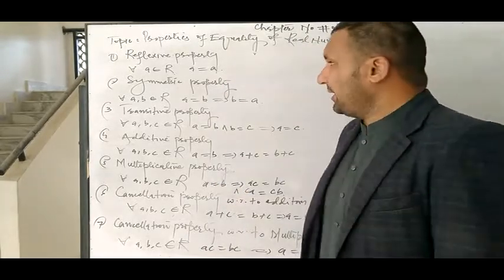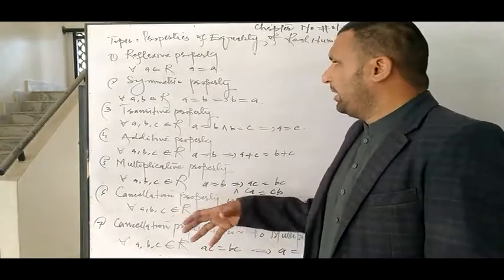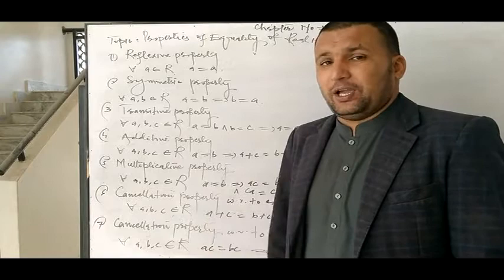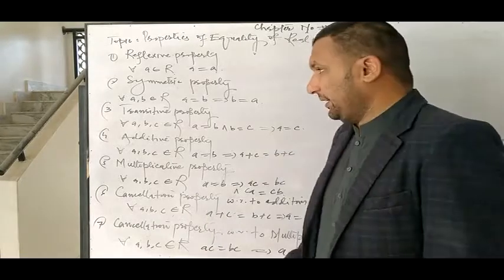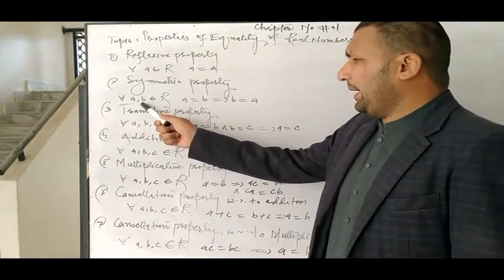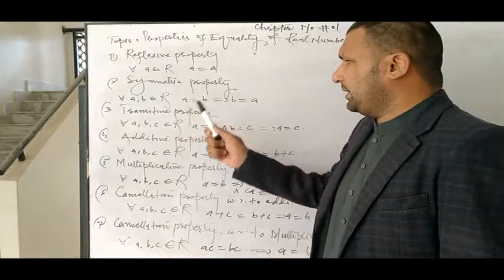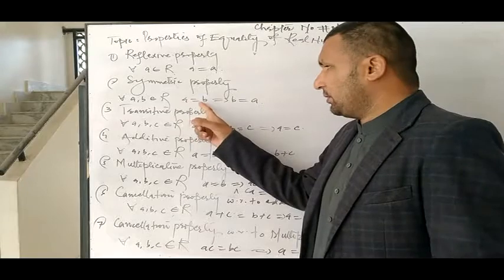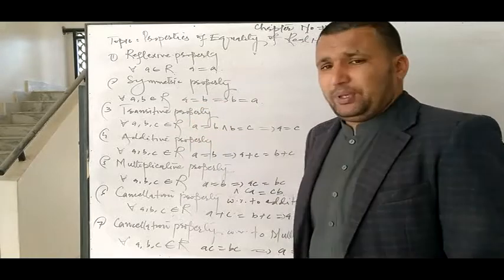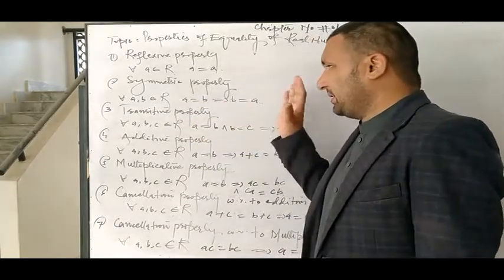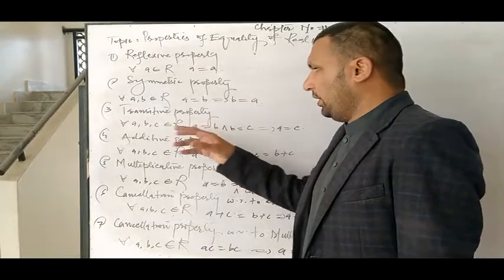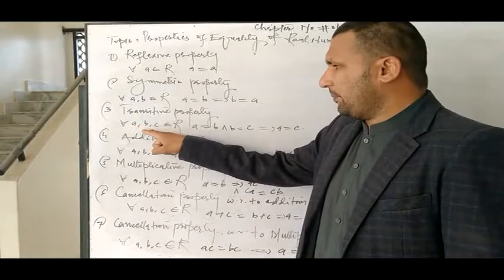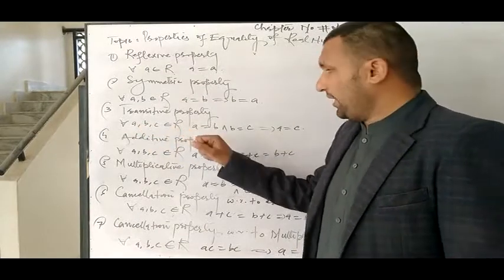Second is the symmetric property. Symmetric means same: we take any two values from the real numbers, and the property is satisfied on both sides, left hand side and right hand side. For all a, b belongs to real numbers, a is equal to b converts to b is equal to a. In this, first we take a is equal to b, then we take b on the left and a on the right, but the statement is equal.